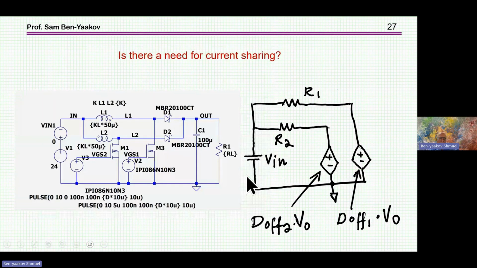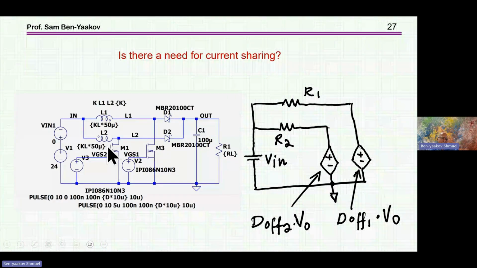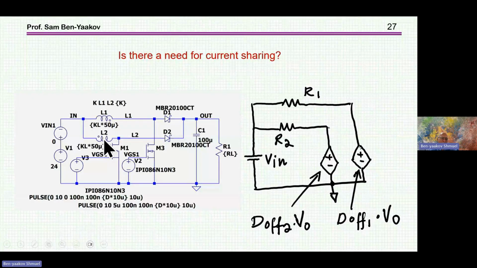And finally, let me say a word about the current sharing. Is there a need for current sharing in this case? Well, you would have thought that since it is coupled, then there is no need, because if it's coupled, then it will sort of divide equally the current, but not so. The coupled effect is on AC only, depends on the di/dt, on the derivative of the current. So as far as the DC goes, there's no coupling here.